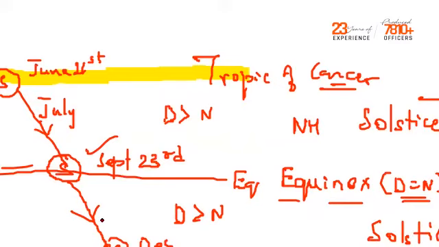In the month of October, I'll take an example. In October the Sun will be here. So again, for the southern hemisphere, the day will be longer, night will be short. So this variation of day and night is called solstice. What is sol? Sol means sun. Stice means variation.